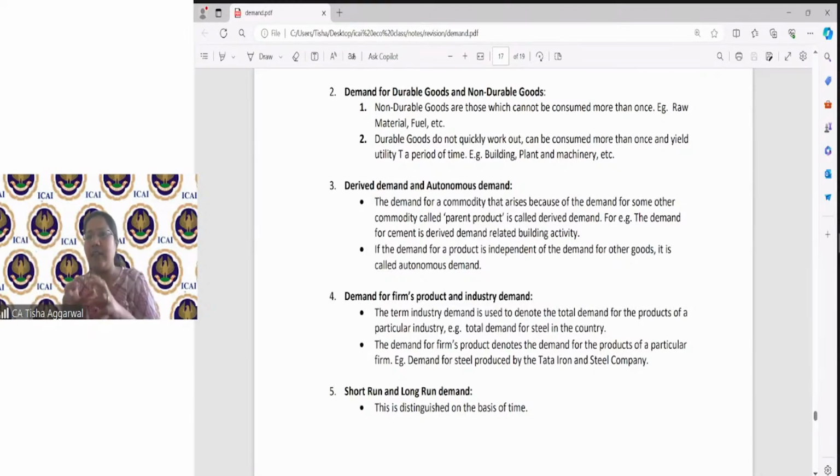So there is a derived demand. But what is autonomous demand? Which is independent. It is individual in itself. That is what is known as the autonomous demand.